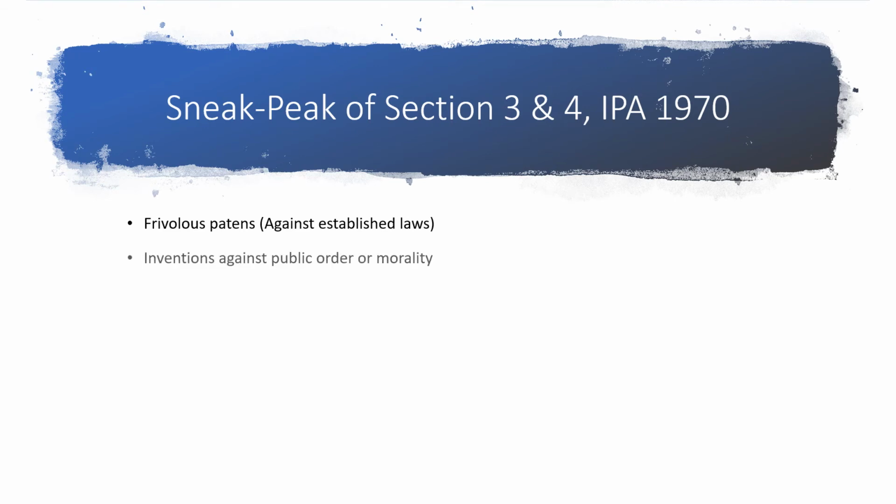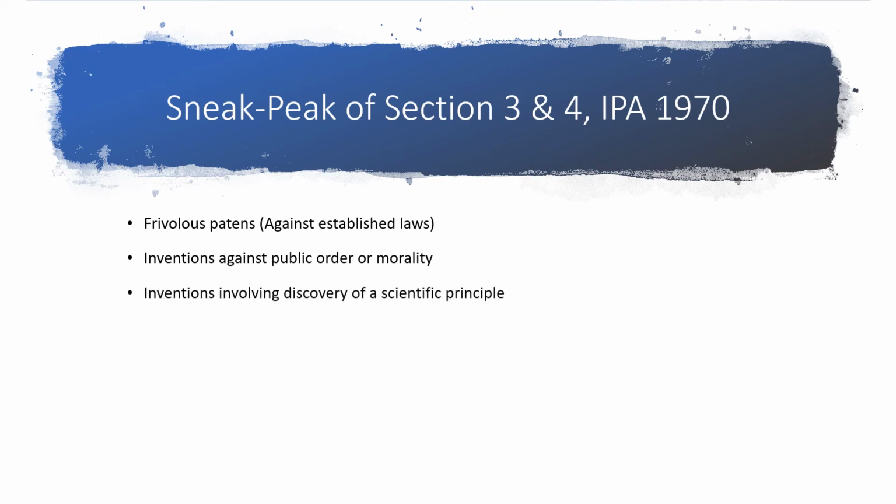Patents are not granted for inventions against public order or morality. For example, a method of committing suicide is not patentable. Similarly, a product to create destruction is also not patentable. Other methods of enhancing environmental pollution are also not patentable.